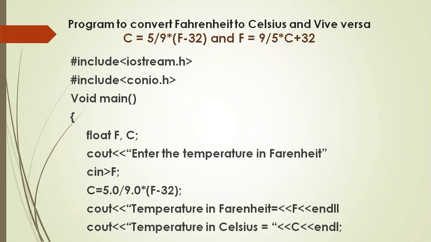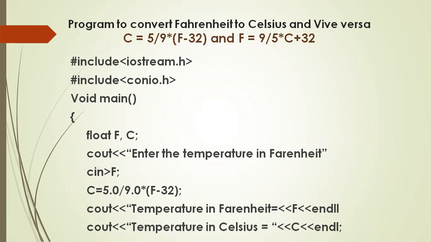Let us start with the first program, that is to convert the temperature from Fahrenheit to Celsius and vice versa. Vice versa means in the second case, given Celsius, you have to convert it to its equivalent Fahrenheit. The formula to convert from Fahrenheit to Celsius is C = 5/9 * (F - 32), where F is the temperature in Fahrenheit and C is the equivalent temperature in degrees Celsius. To convert from Celsius to Fahrenheit, the formula is F = 9/5 * C + 32.